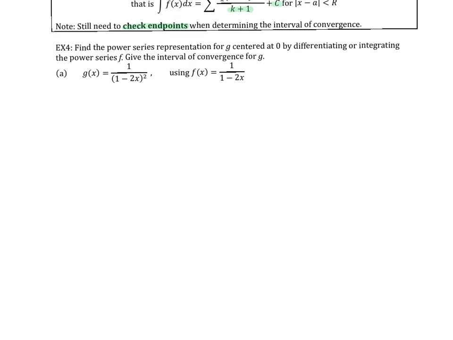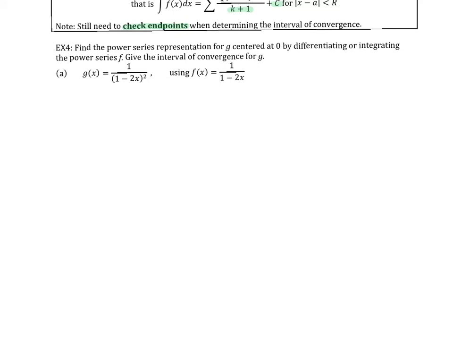Example 4, we're given this function g, and we're going to use f to see if we can find a power series for g. It says to either differentiate or integrate f to find the power series for g. We also have to state the interval of convergence. So again, reminder, interval of convergence is like your domain. I don't know if I have to differentiate f or integrate f.